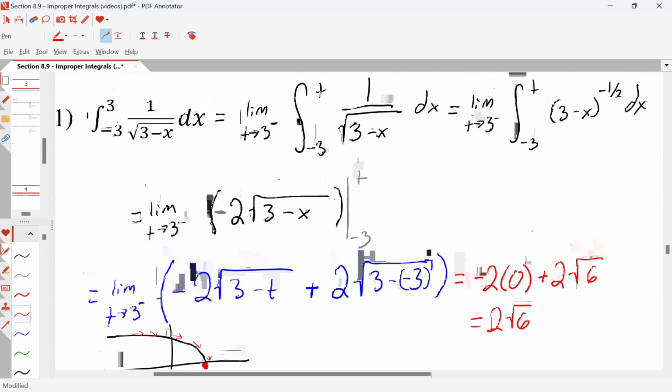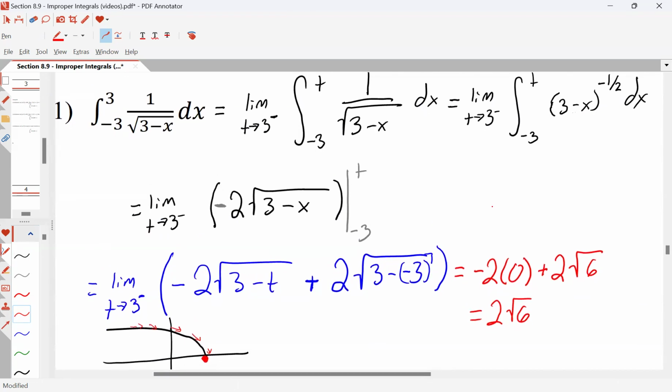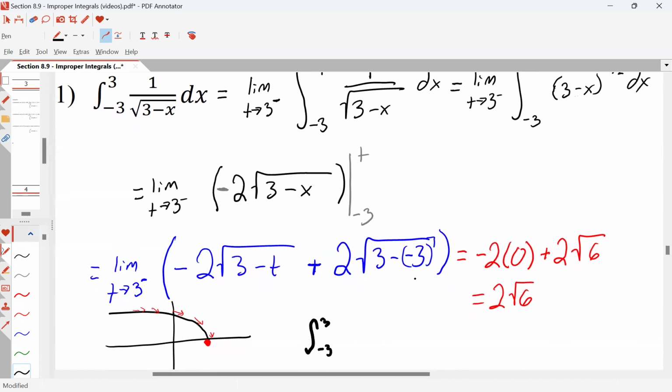So this tells us this integral converges. The integral from -3 to 3 of 1 over the square root of 3 minus x dx is equal to 2 square root 6. Or, using our wording, converges to 2 square root 6. More examples in the next video.